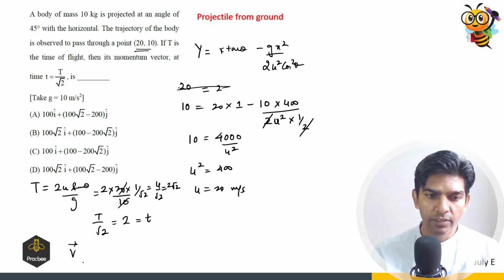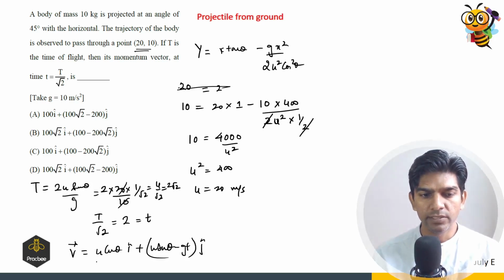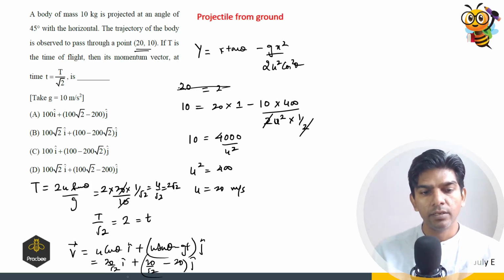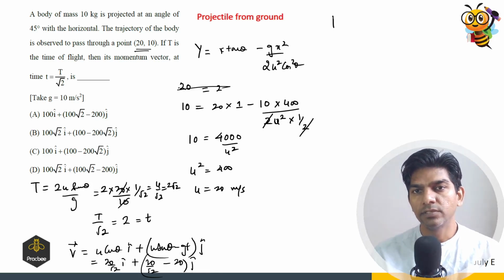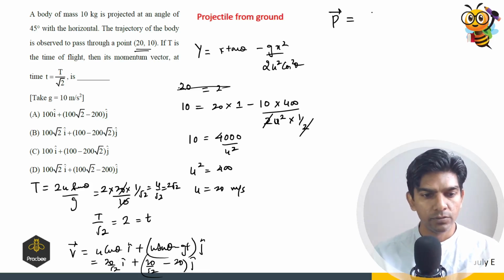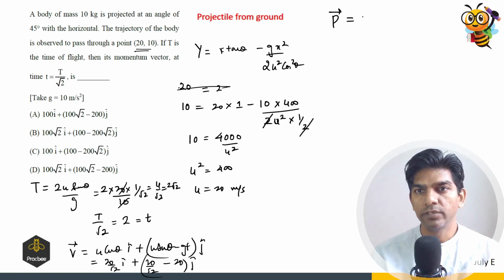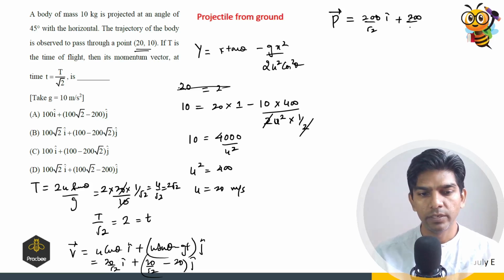So what is the velocity after 2 seconds? So v is u cos theta i cap plus (u sine theta minus gt) j cap. So let us substitute the value. So u is given as 20, cos 45 is 1 by root 2, i cap plus (20 by root 2 minus 20) j cap. So we got the velocity. Now let us multiply this velocity with mass. It will give us the linear momentum or momentum vector. So it will be, mass is given as 10, so 200 by root 2 i cap plus (200 by root 2 minus 200) j cap.